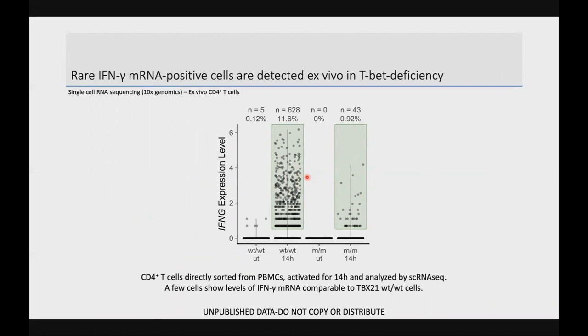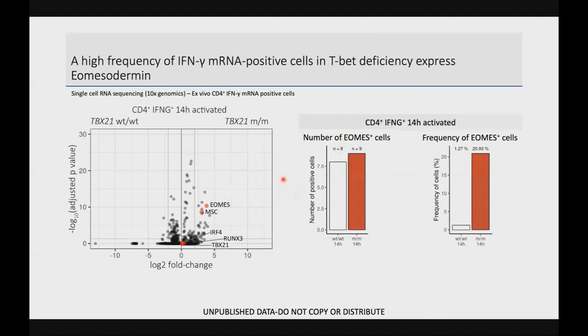So by gating on interferon gamma-positive cells, we could ask what are the genes which are differentially expressed in the interferon gamma-producing T cells in the patient compared to the control. And by doing so, we identified several genes which are differentially expressed. And among the most differentially expressed genes, we identified Eomesodermin, that, as you can see, is expressed in higher frequency of interferon gamma producing T cells in the patient.